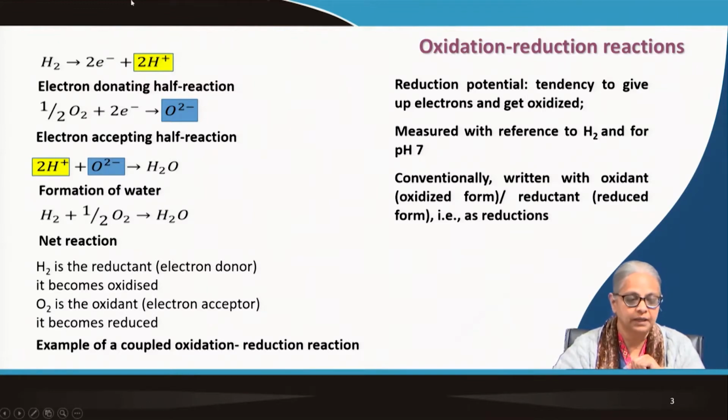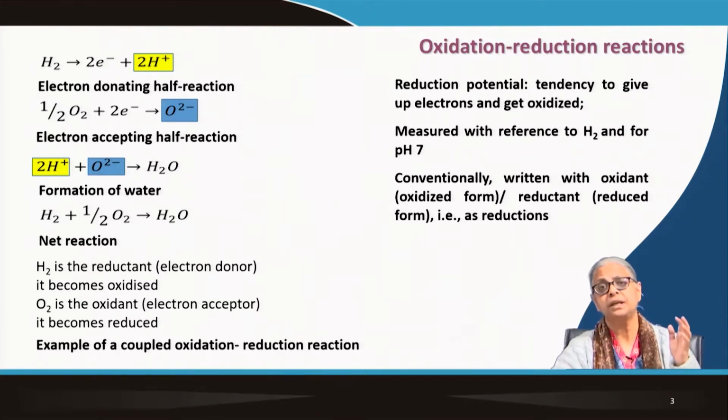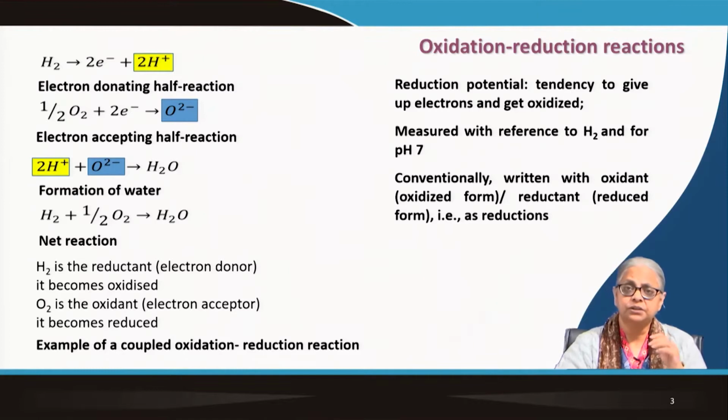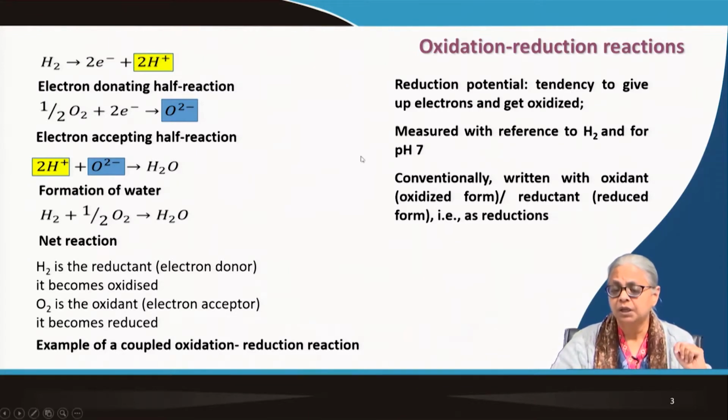So here is our net reaction for the formation of water, and you know that if you were to put these two gases together, you will automatically get water. So this is both an exergonic as well as a spontaneous reaction. H2 in this case is the reductant or the electron donor. It gets oxidized, and oxygen is the oxidant or the electron acceptor. It gets reduced. So this is the simplest oxidation reduction reaction that we can think about.